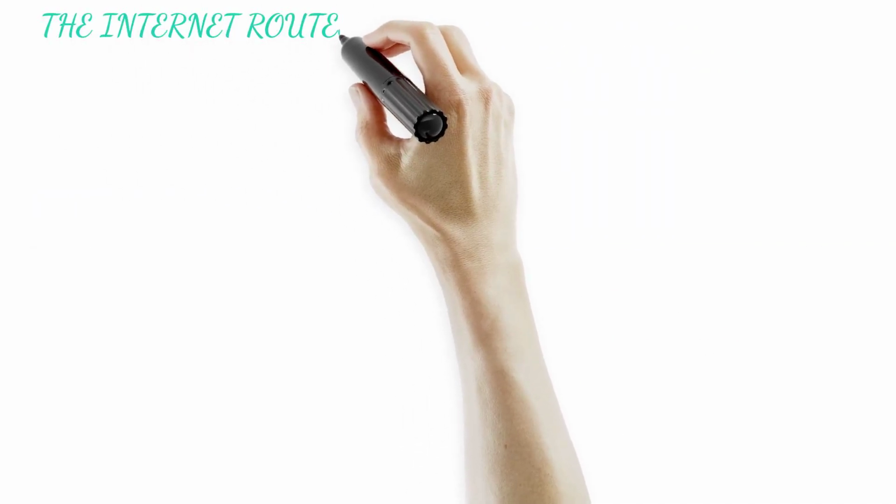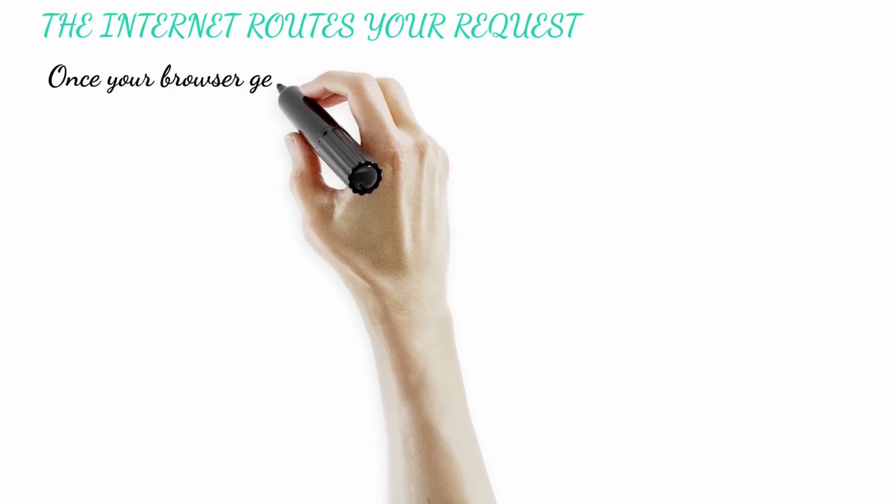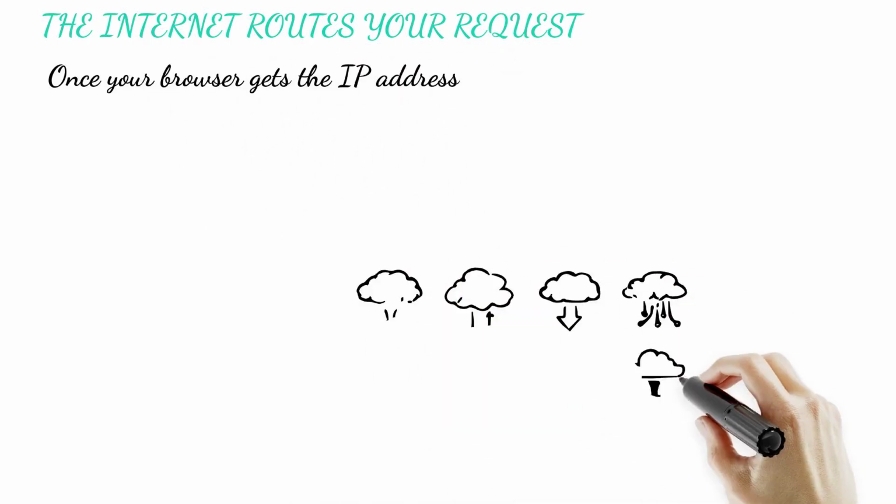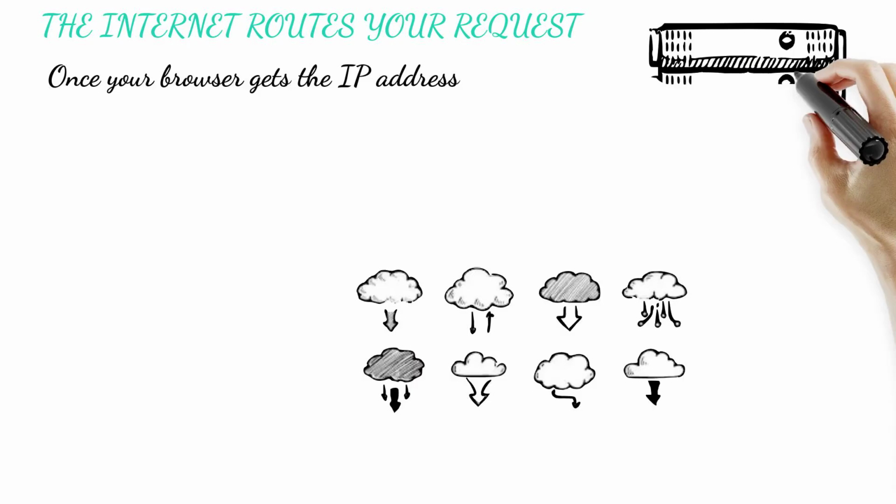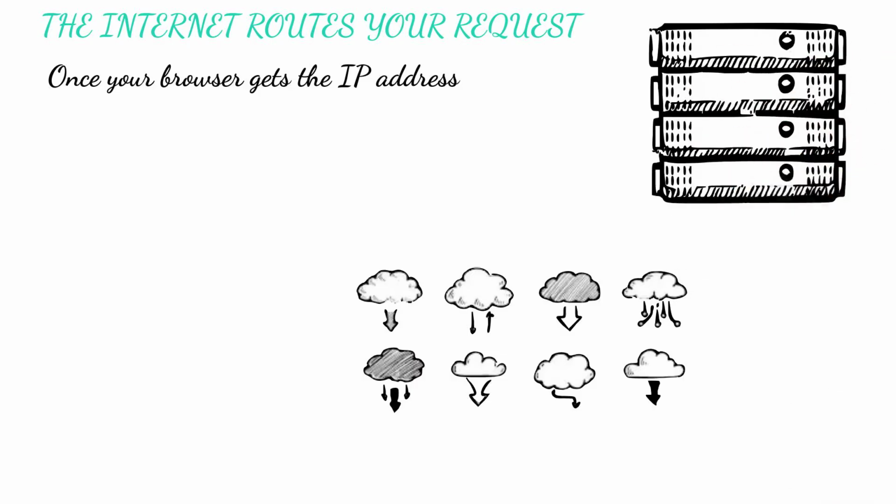The internet routes your request. Once your browser gets the IP address, it sends a request across the internet, jumping through wires, satellites, and data centers to reach the server that holds the website.